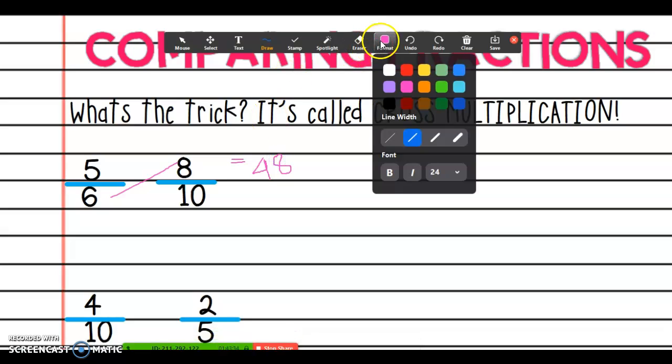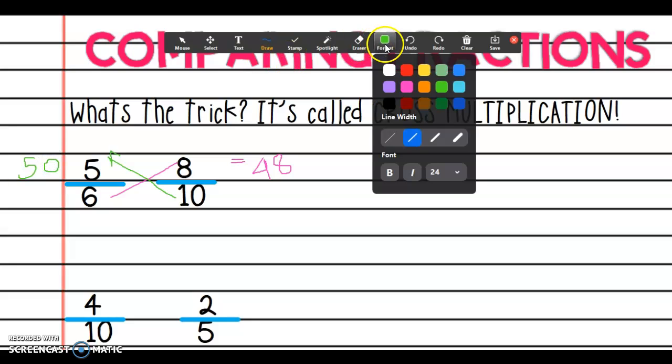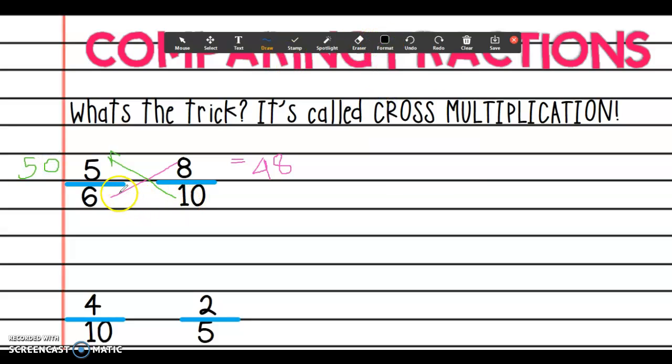Okay, what do I need to do next? Then you have to multiply 10 times 5. Yes, and I'm going to get 50. Okay, so what is my answer going to be? 5/6 is greater than 8/10. Yes, greater than. Perfect.